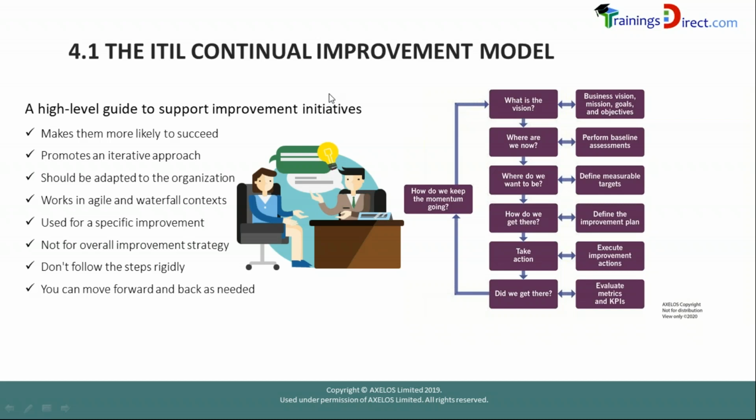And in each step, some information is captured and assessed before moving to the next step. So here we've got the business vision, mission, goals, and objectives, and then performing the baseline assessments, followed by defining measurable targets, defining the improvement plan based on the targets, executing the improvement actions as planned, and to check the progress, evaluating the metrics and KPIs.